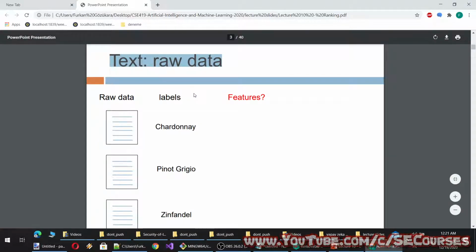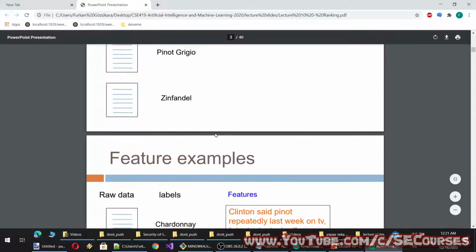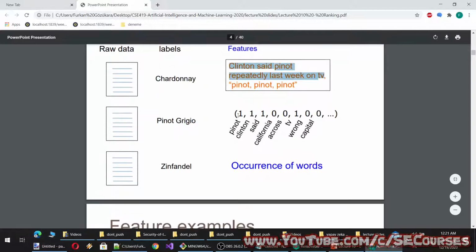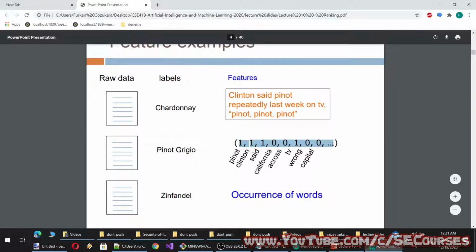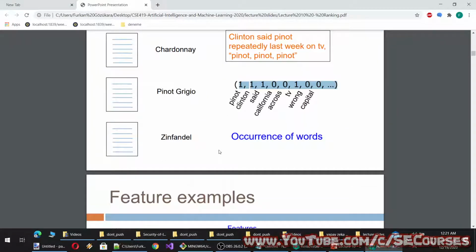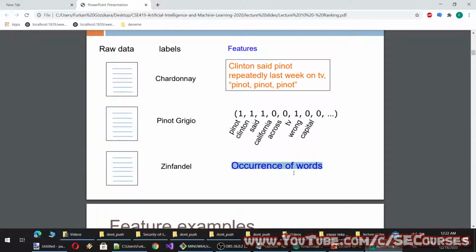So we have text raw data and we have features of these documents such as "Clinton said Pinot repeatedly last week on TV, Pinot", and we would have the feature set like this. By the way, the values of features here are binary. Therefore, if it exists, it is 1. If it is not, it is 0. So this is the binary way of representing the existence of a feature or not in vectorial form. And you see it is called occurrence of words.